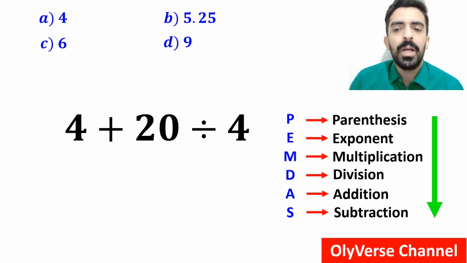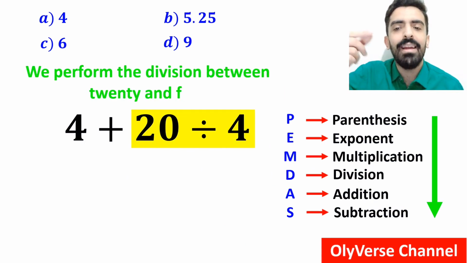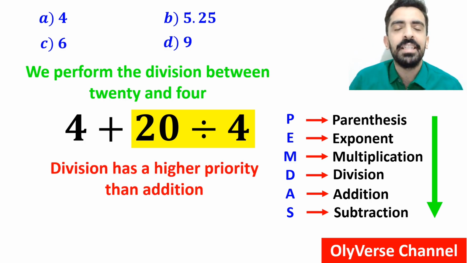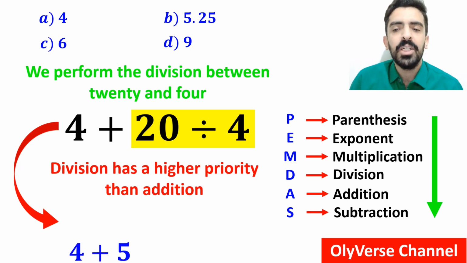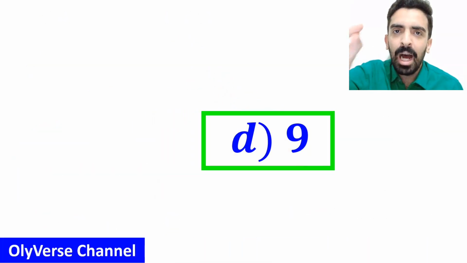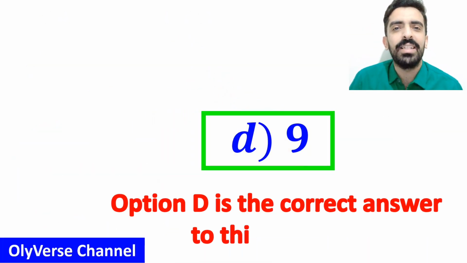And the final step, we perform the division between 20 and 4, because division has a higher priority than addition. So, this expression simplified to 4 plus 5, which finally gives us the answer 9. That's great. Option D is the correct answer to this question.